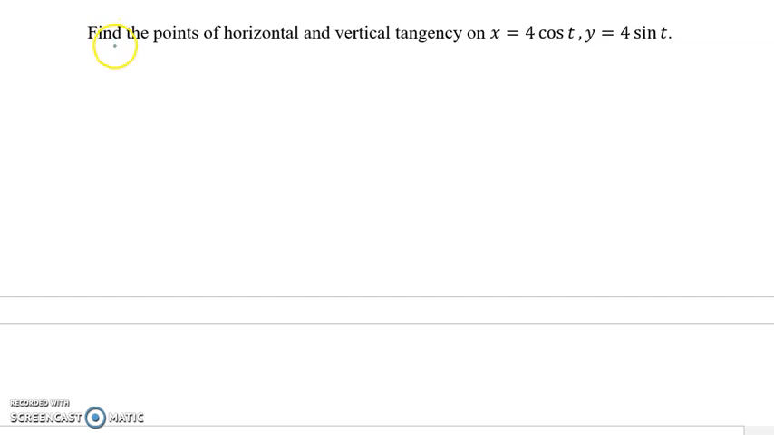the question is, can you find the points of horizontal and vertical tangency on a circle? Well, that's pretty easy if you are thinking about it graphically, right? Just think about, okay, we've got a radius of 4, so it's pretty clear where our points of tangency are going to be. Horizontal are going to be 0, 4, and 0, negative 4, right? And vertical, they're going to be 4, 0, and negative 4, 0.